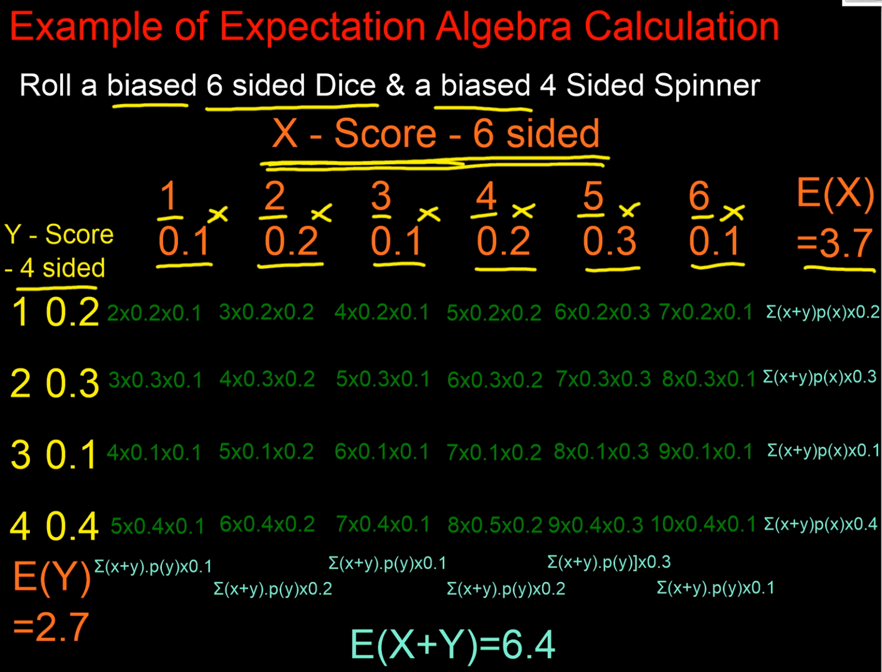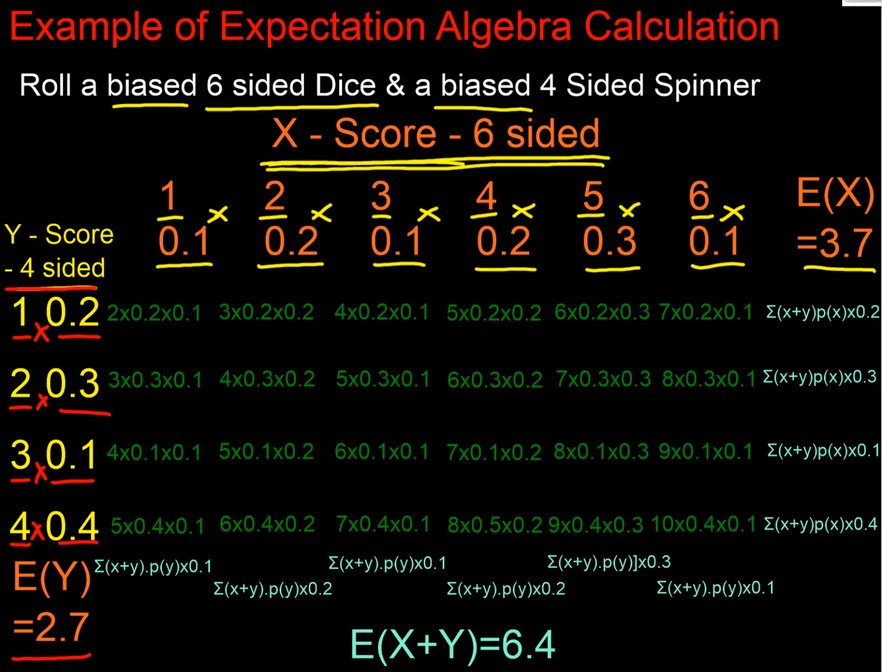Then I've got a four-sided spinner with a probability of 0.2 of scoring 1, 0.3 of scoring 2, 0.1 of scoring 3, and 0.4 of scoring 4. And again, if we multiplied these together like that, we would get an expected score on the four-sided spinner of 2.7. So those two are happening separately.